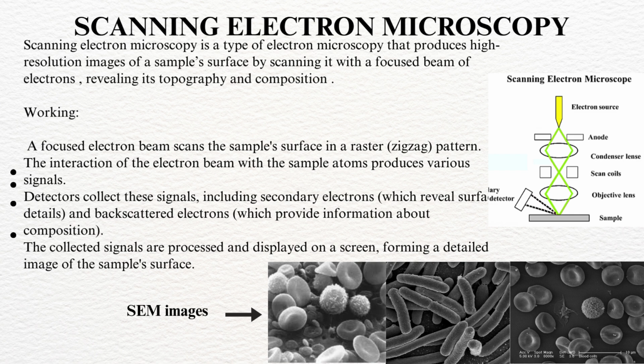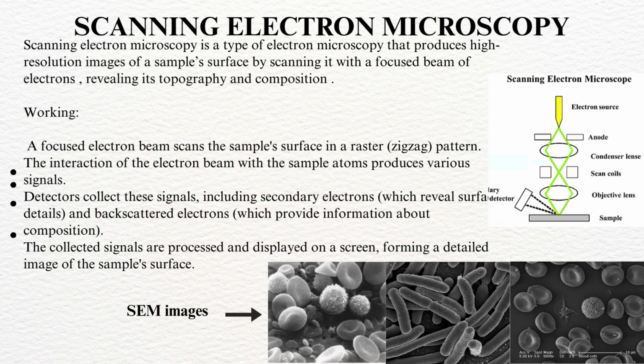The second type of electron microscopy is the scanning electron microscopy. Scanning electron microscopy produces high resolution images of a sample surface by scanning it with a focused beam of electrons, which reveals its topography and composition. So, basically, scanning electron microscopy gives us the image of a sample surface by scanning the surface.